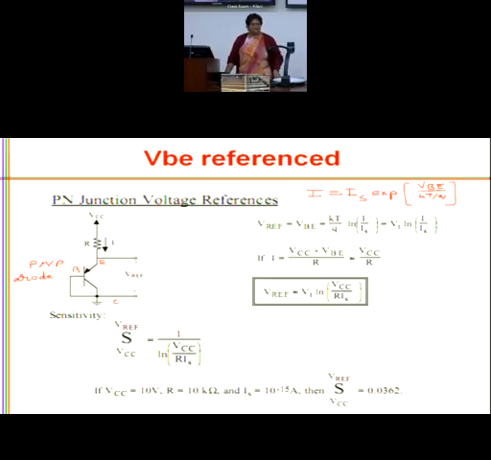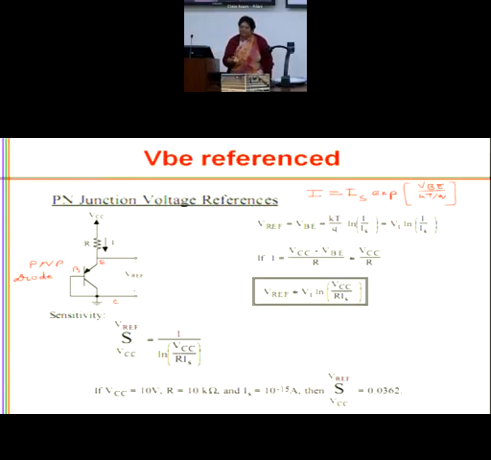I am further encouraged that now BJT gives you a better sensitivity parameter. Now I try to find out why BJT is giving you a better sensitivity. I look at my current expression, our Vref expression. In the Vref, look here, this VCC is coming within an ln function, or a log function. And log is a very slowly moving function.